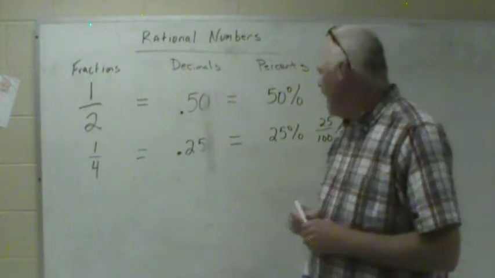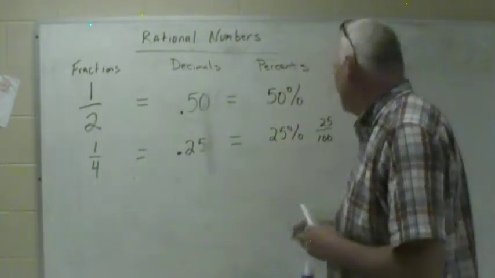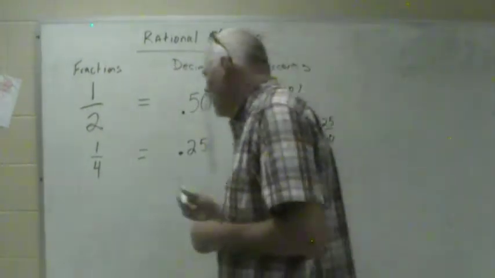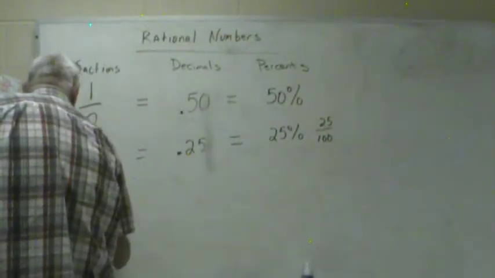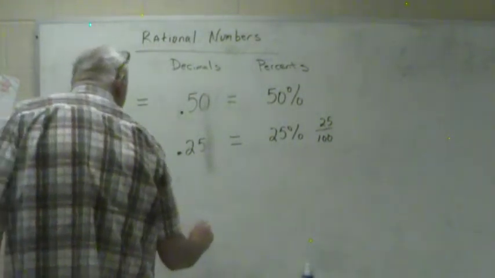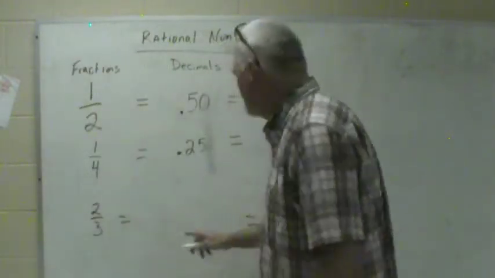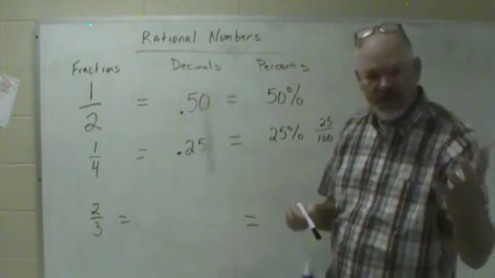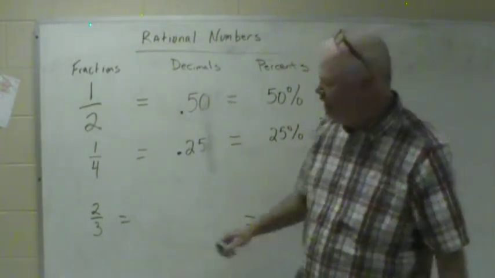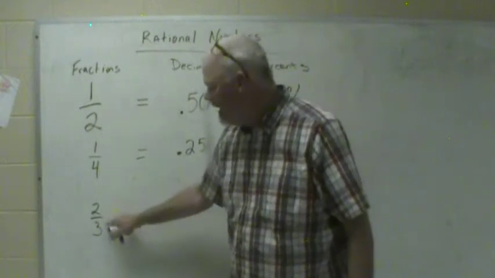All right, let's do another one. Let's do something like two-thirds. Let's start here at two-thirds. This is a tricky one. I want to change two-thirds to a decimal. Hopefully you're shouting out, Mr. Bowers, all you got to do is get your calculator and do 2 divided by 3.